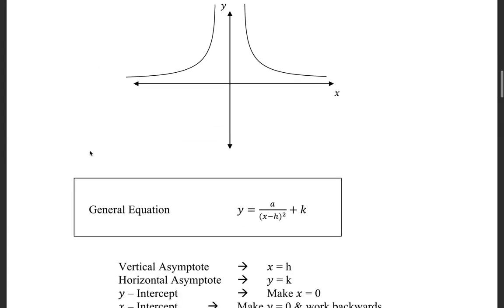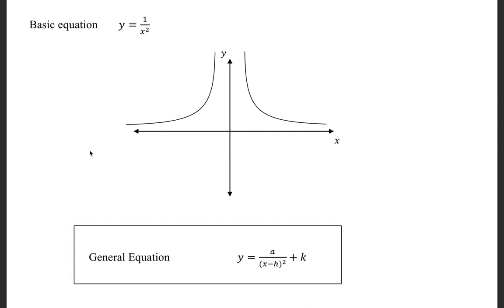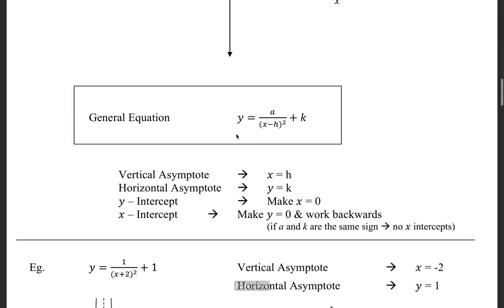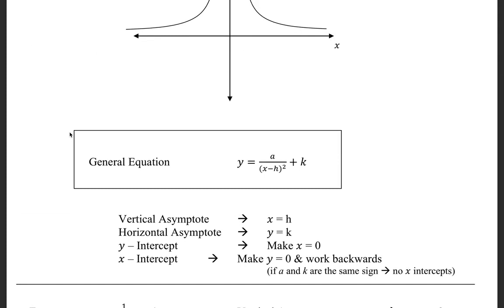Looking at the general equation, it looks very similar to how the general equation of a hyperbola looked, but this time we have a squared there. So y equals a over (x minus h) squared plus k. Now, a still covers dilation and reflection, h is still our horizontal translation, and k is still our vertical translation. We still look for the vertical asymptote, which is x equals h.